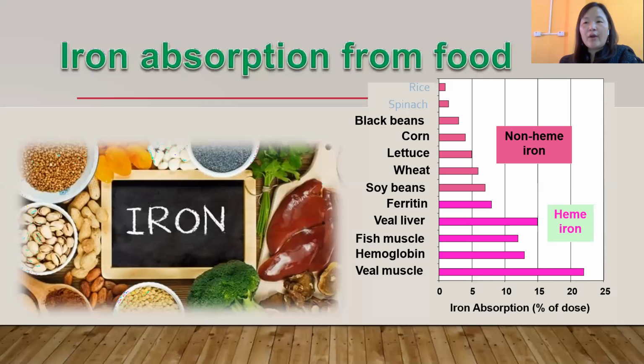So how is iron absorbed in our body, and what are the sources of iron? There are two sources of iron, heme and non-heme iron. You can see here, all those non-vegetable forms of iron are called heme iron, and others are non-heme iron. Non-heme iron is found in rice, spinach, black beans, corn. These are the rich sources of non-heme iron. And if you talk about heme iron, liver, fish, and muscles are rich in heme iron.